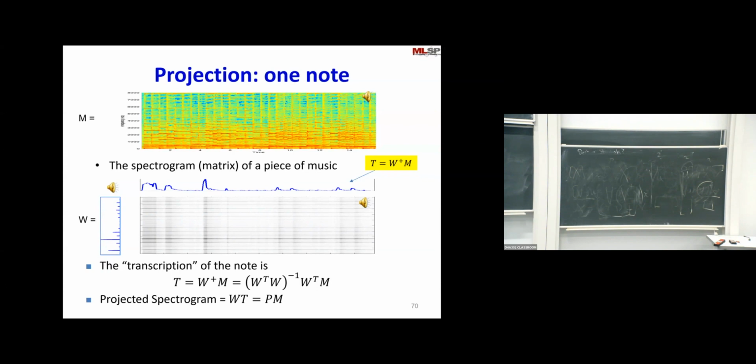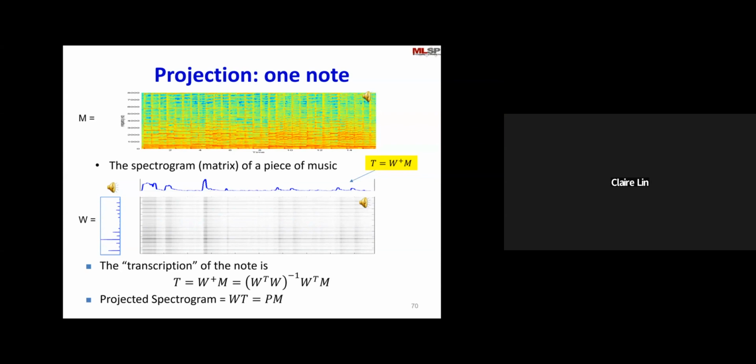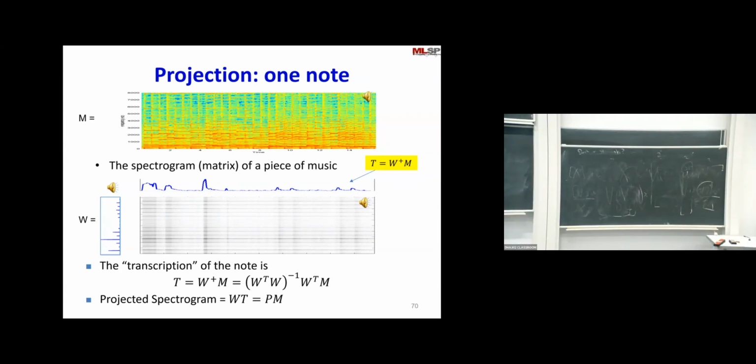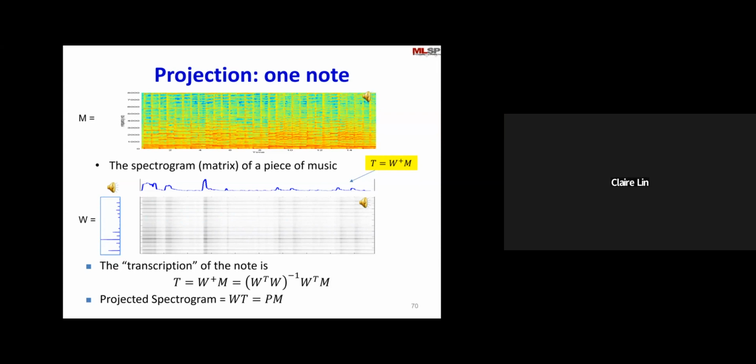How would you compute it? How do we compute it? I want to compute the score for that note. How would I do it?